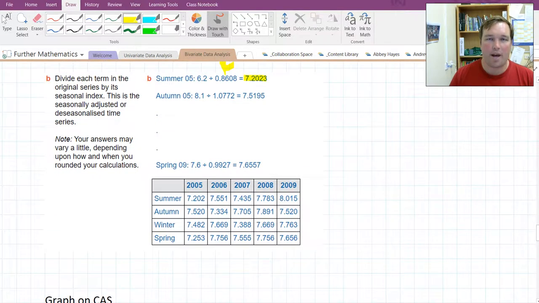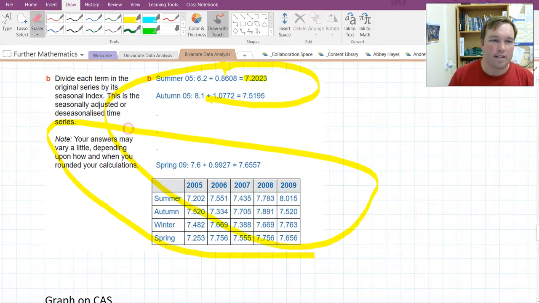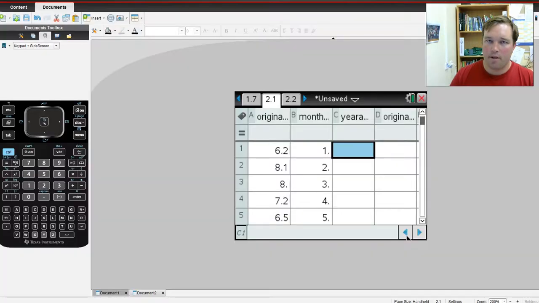Alright, now let's go through how to do that on the CAS. And yes, I do encourage you to copy these in, all of them previously, into your reference books. Don't copy them in, print them out and stick them in. Alright, and then we'll go through how to do it on CAS.